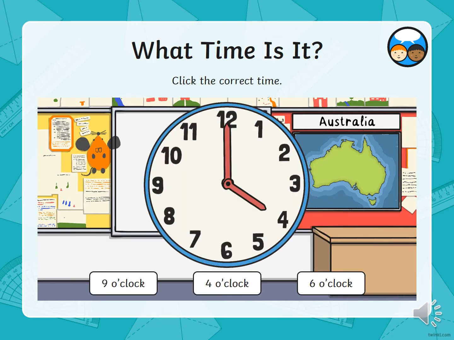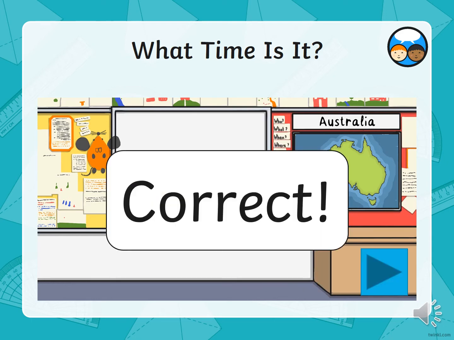Now the big minute hand is on the 12 and the small hour hand is on the 4. Does that mean it is 9 o'clock, 4 o'clock, or 6 o'clock? Remember, the small hand tells us the hour and the big hand tells us the minutes. That's right, it's 4.